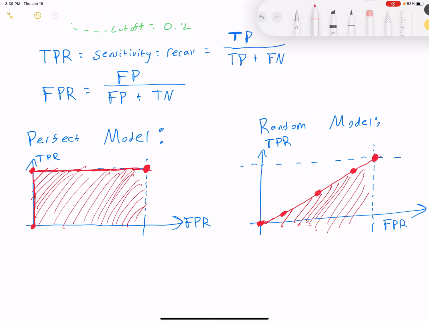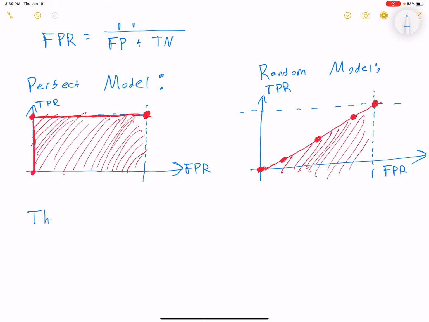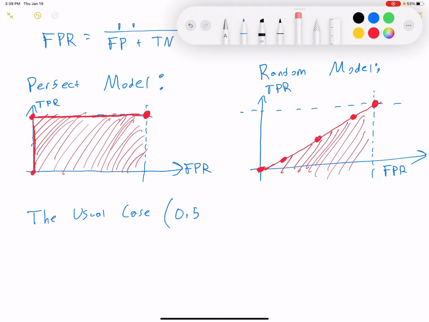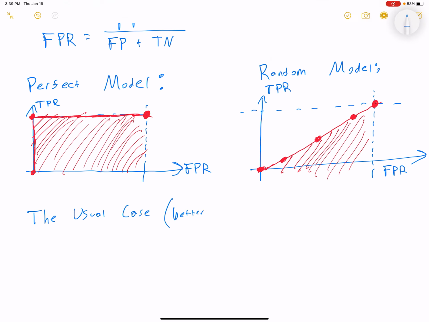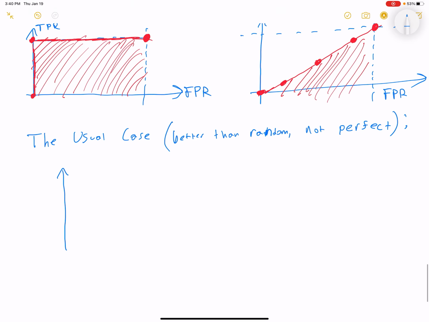And for a model that is in the middle, so it's not random, but it's not perfect, and this is the usual case. Let's just write it in English. So better than random, but not perfect. We end up getting something in the middle.